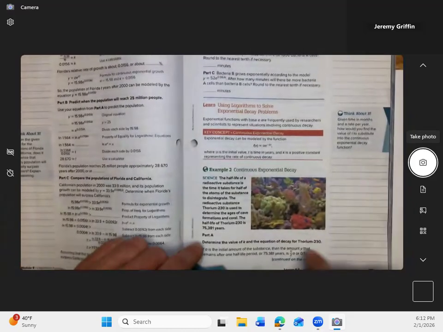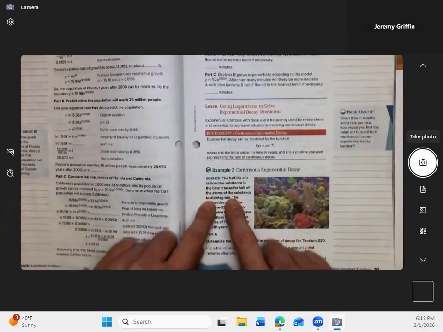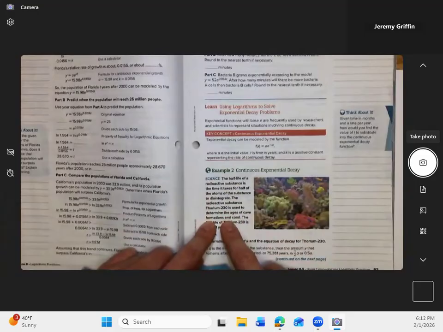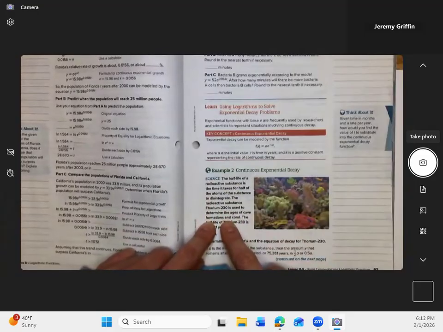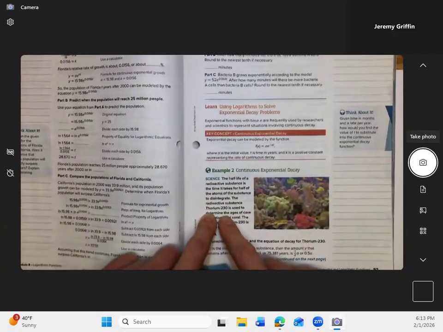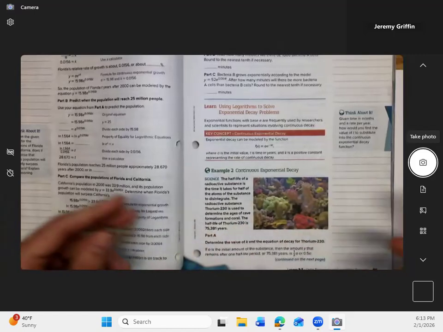All right, so what's going on with this coral here? The half-life of a radioactive substance is the time it takes for half of the atoms to radioactively decay. The radioactive substance thorium-230 is used to determine the ages of cave formations and coral. So if you ever read an article about the age of a cave or coral, how do they know that? Well, probably with this thorium-230 isotope. The half-life of thorium-230 is 75,000-some years. So if it has half the thorium-230 it should have, maybe it's 75,000 years old.